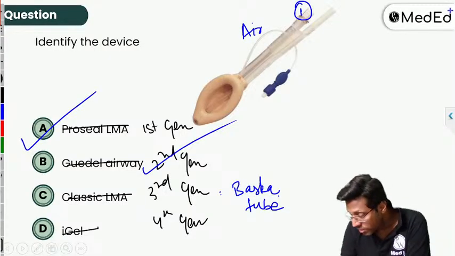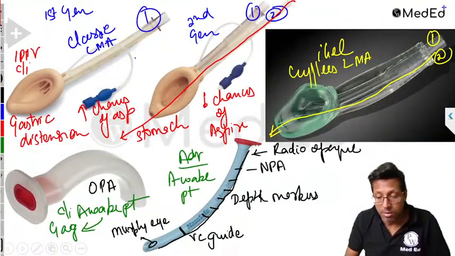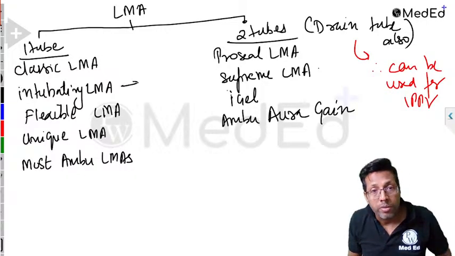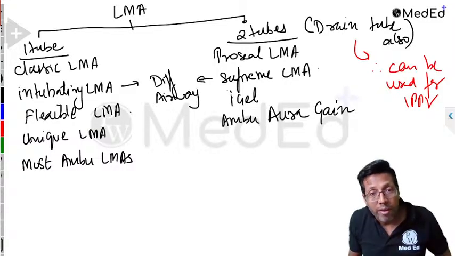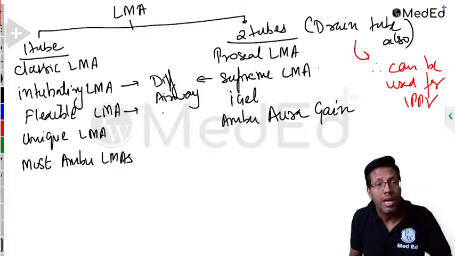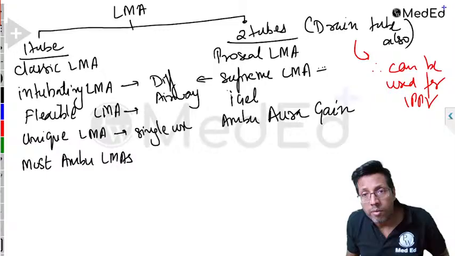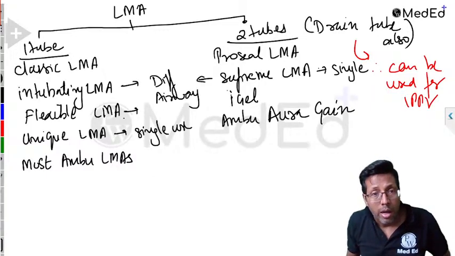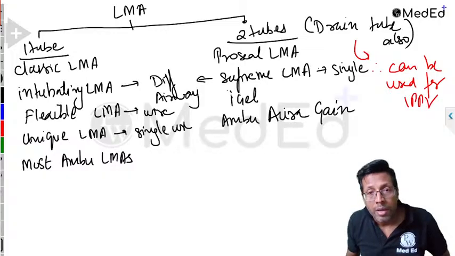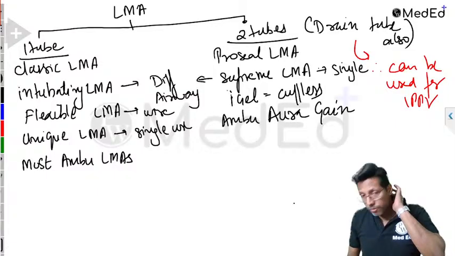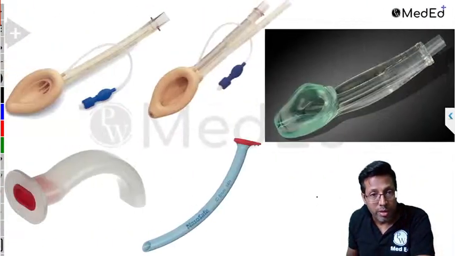Clear, Dr. Pratiksha? Which is single use. Okay, correct. Good point. Where did we discuss that? LMA, yes. So what is happening is that intubating LMA and Supreme, they both are used for difficult intubation, difficult airway patients basically. Flexible LMA has that spiral metal wire, just like a flexometallic tube. That is why it's called flexible. Unique LMA is single use. In fact, Supreme is also single use, but it is used for difficult airway. Flexible is the one having the wire inside. I-gel is basically the cuffless LMA. Okay, so the oropharyngeal airway is covered, and the nasopharyngeal airway is covered.